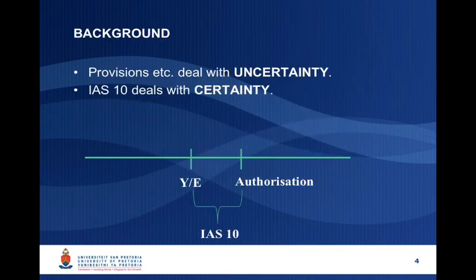Just the background: provisions deals with uncertainty, but IAS 10 deals with certainty. That means IAS 10 deals with events that happened. You are sure it happened, because it has happened. And just on the timeline, you can see there's a period or a space between year end and authorization, and that is where IAS 10 comes in.